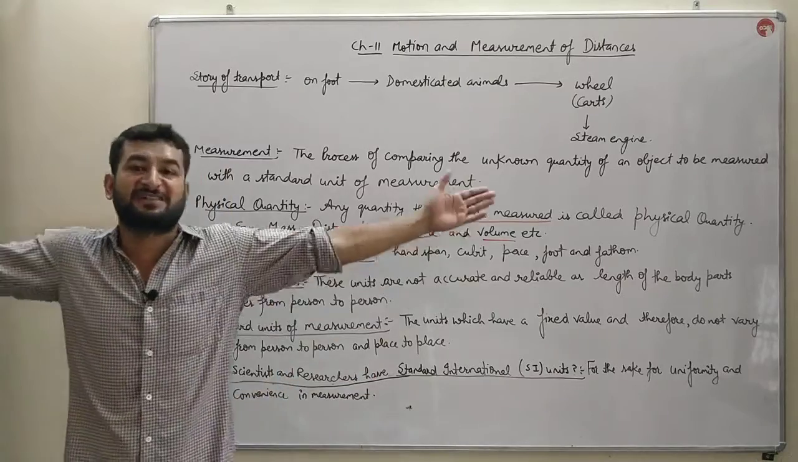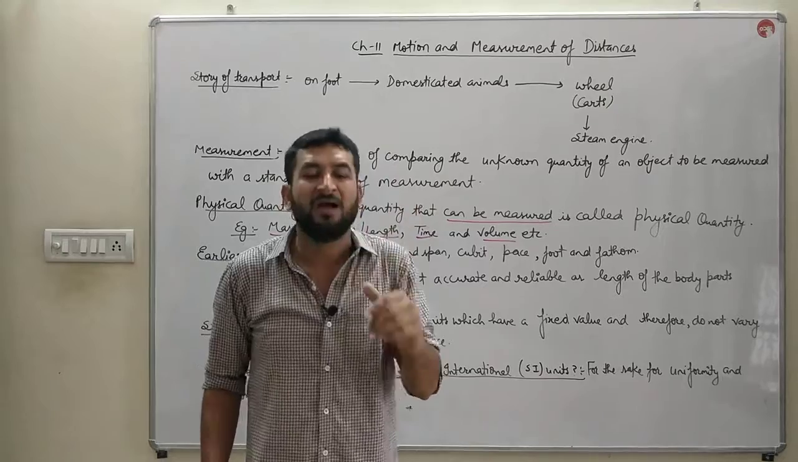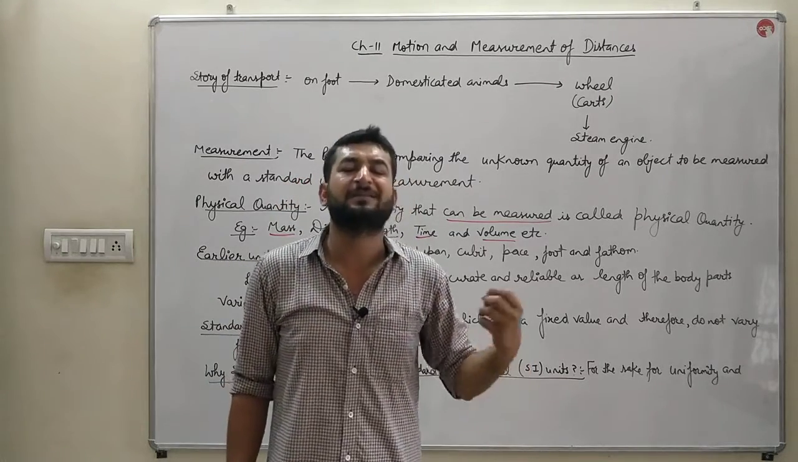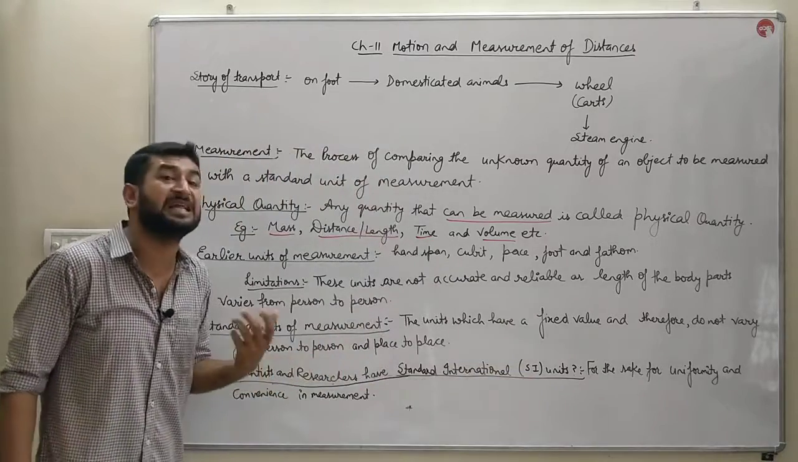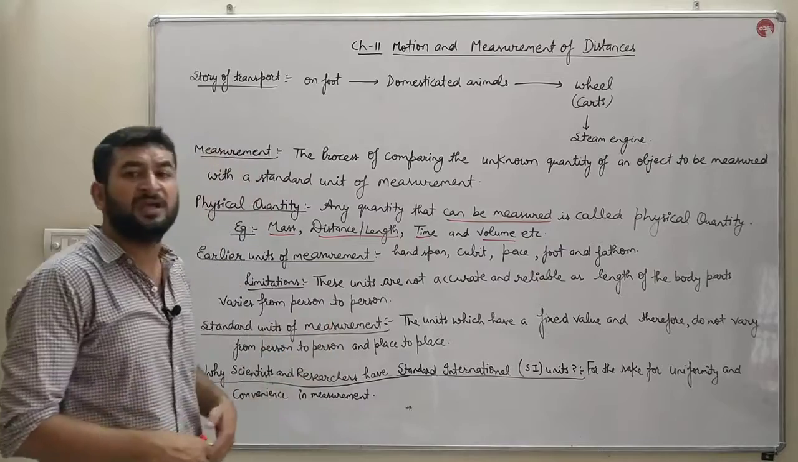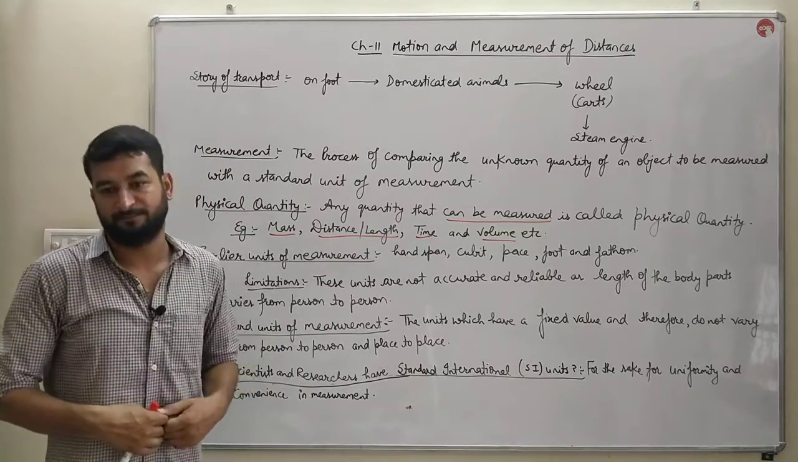Har person ka fathom same nahi hai. Har person ka hand span same nahi hai. Har person ke foot ki length same nahi hai. Some have size 5, some have 6, some have 7, and some have 10. So foot size varies from one person to another. That means the measurement will also vary from person to person.